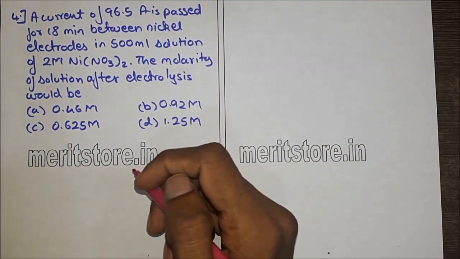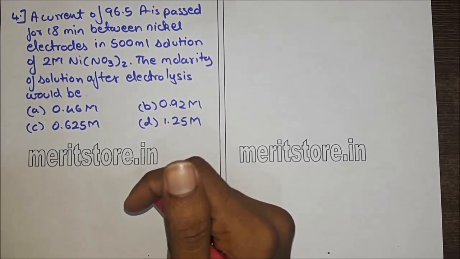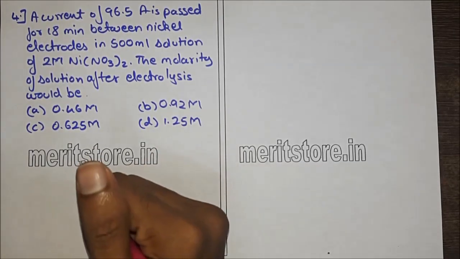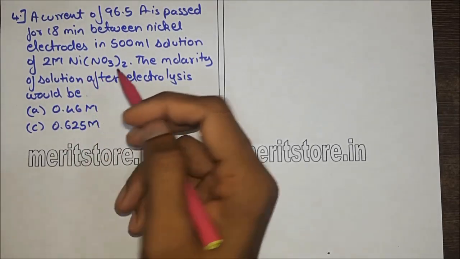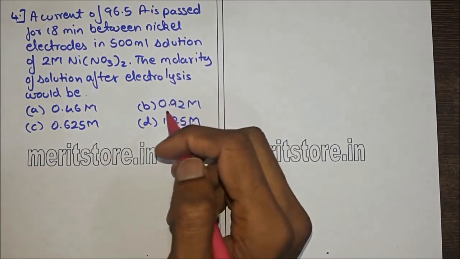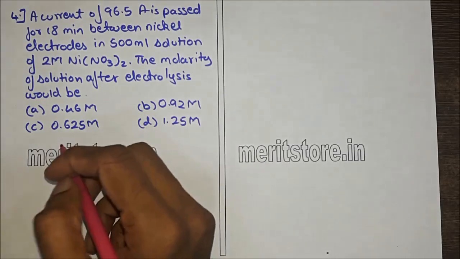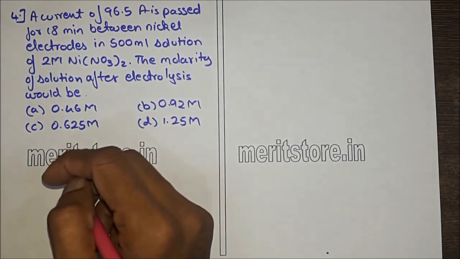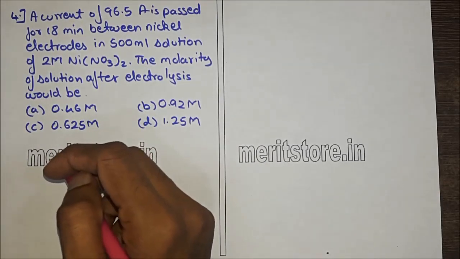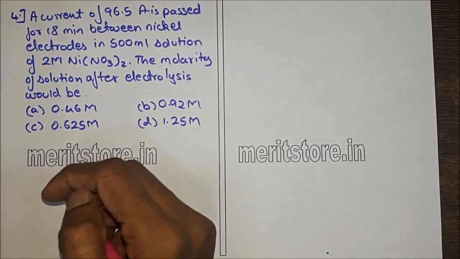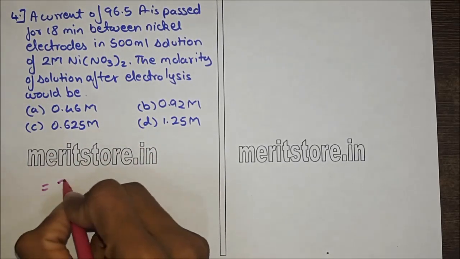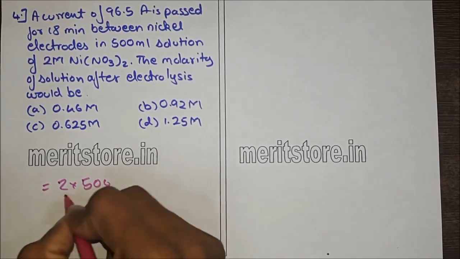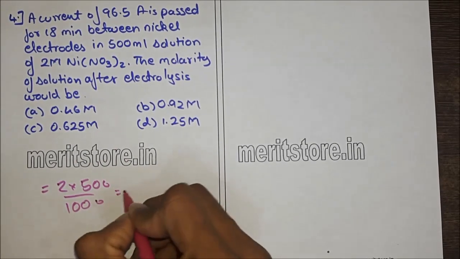Question 4. A current of 96.5 ampere is passed for 18 minutes between nickel electrodes and a 500 ml solution of 2 molar nickel nitrate. The molarity of the solution after electrolysis would be. We are given four options here. Moles of nickel nitrate in 500 ml of 2 molar nickel nitrate is given as 2 into 500 upon 1000, which is equal to 1 mole.